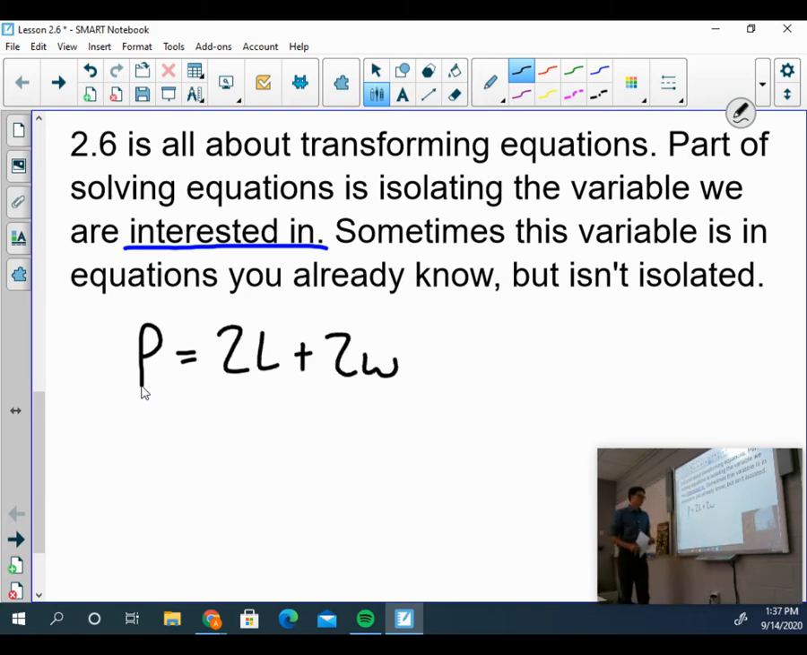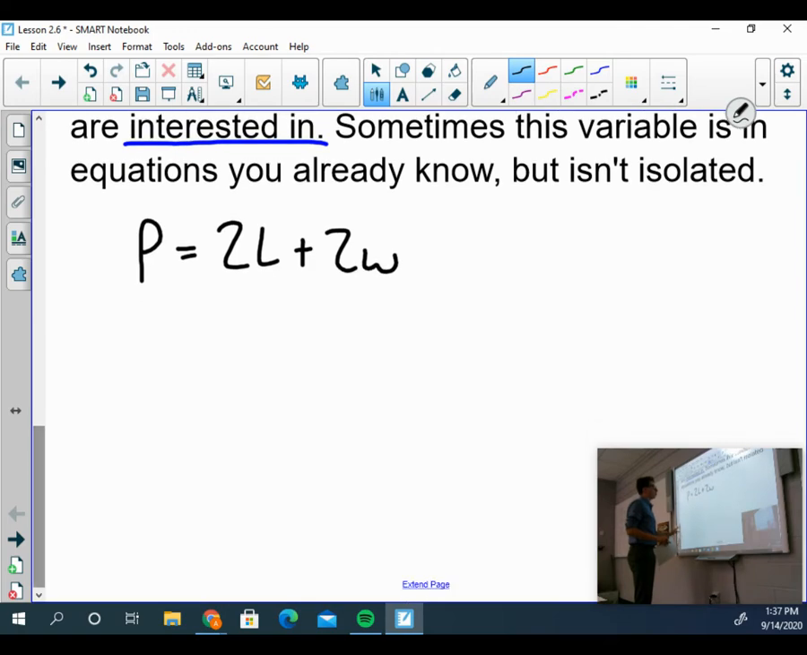Take this one for example. P equals 2L plus 2W. Okay? P equals 2L plus 2W. If you think about this long enough, you're probably going to recognize that this is the formula for the perimeter of a rectangle. 2 times the length plus 2 times the width equals the perimeter of a rectangle.